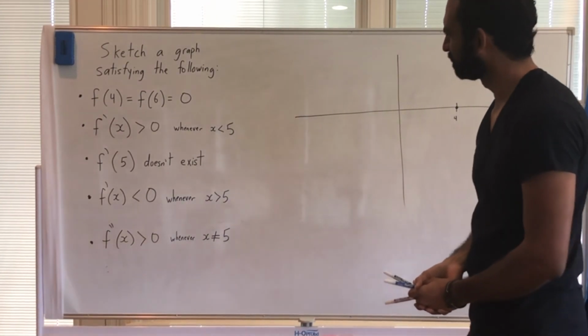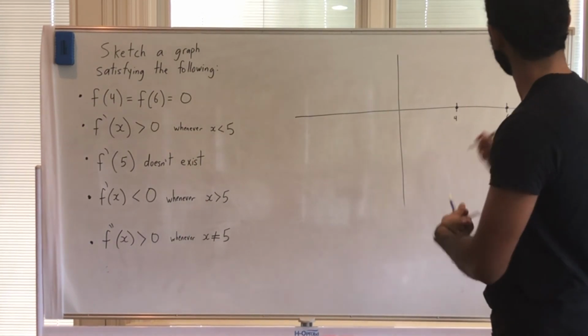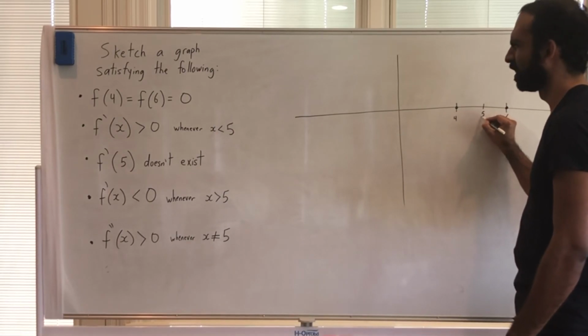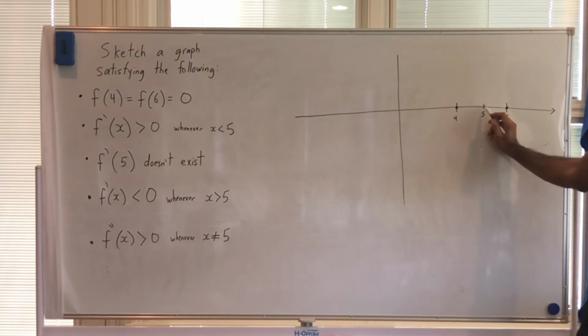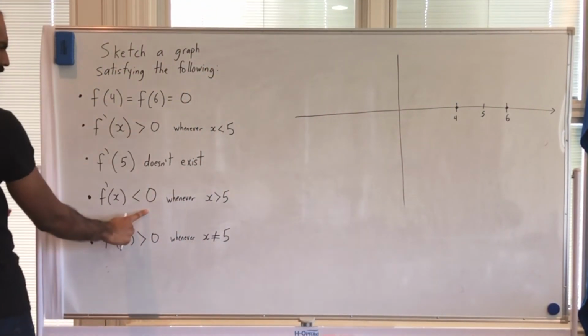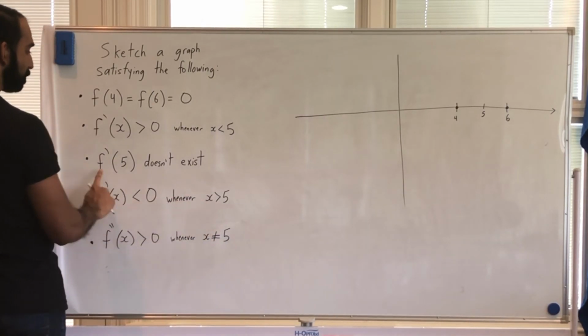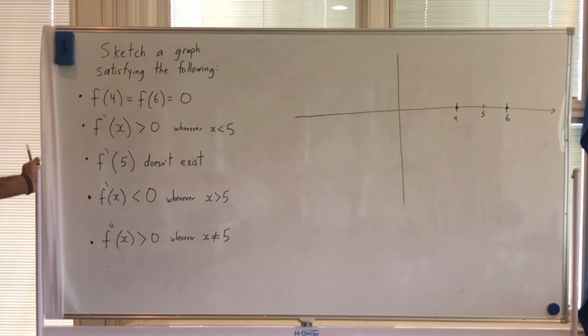Now then, my first derivative is positive whenever x is less than 5. My first derivative is negative whenever x is greater than 5. But f prime at 5 doesn't exist. So it's got to be either a hole or an asymptote or a sharp point. Could be a hole, could be a sharp point, could be an asymptote.